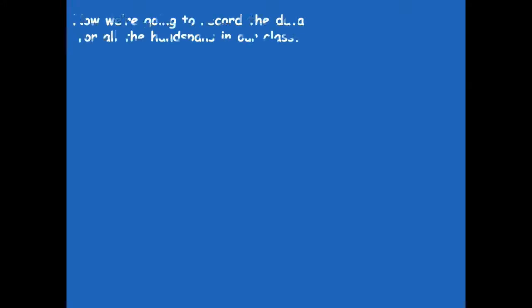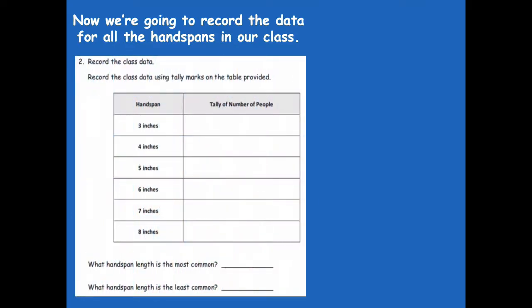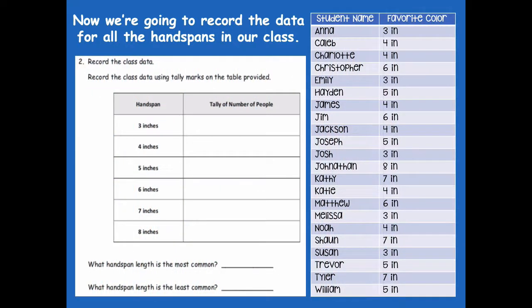Here we go. Now we're going to record the data for all the hand spans in our class. Again, we can't walk around to every single person, so I have created for you a list of our class. What you're going to do now is start at the top of that list and say, Anna. Anna has a 3-inch hand span. So you would do a tally mark for Anna. Put a check mark next to Anna's name so you don't record that data twice by accident.